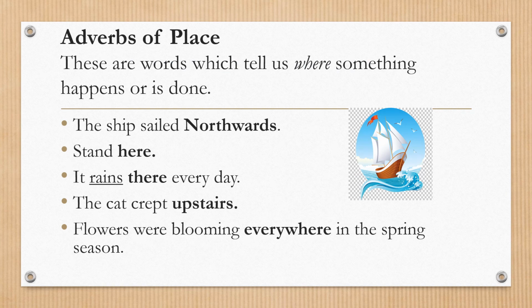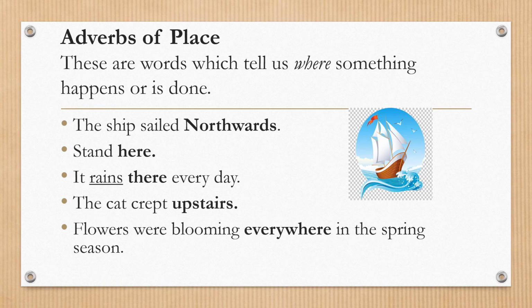The next type of adverb is adverb of place. These are the words which tell us where something happens or where something is done, and it also answers the question where. Now, whom are you going to ask this question? Of course, you're going to ask the question to the verb. The ship sailed northward. What is the verb here? Sailed. Where did the ship sail? Northwards. So this northwards becomes your adverb of place. Stand here. Where to stand? Here. Here becomes your adverb of place.